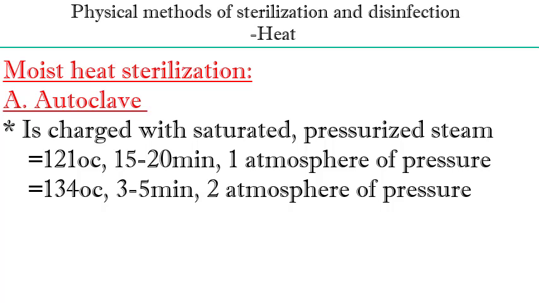Another physical method of sterilization and disinfection is moist heat sterilization. This involves the autoclave, which is charged with saturated pressurized steam. This involves 121 degrees Celsius for 15 to 20 minutes with 1 atmosphere of pressure, or 134 degrees Celsius for 3 to 5 minutes with 2 atmospheres of pressure.